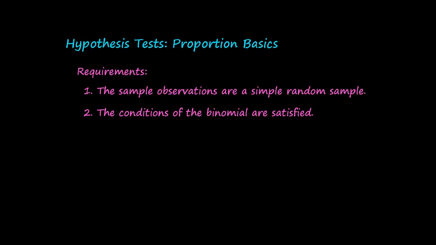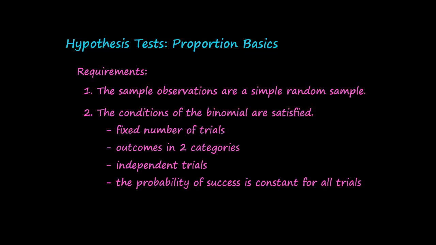Recall that research involving proportions is a binomial distribution. Let's look at those conditions: fixed number of trials, outcomes in two categories, independent trials, and the probability of success is constant for all trials. So in a proportion, you might be taking a survey on the number of left-handed people out of a population. You would select your number of trials, your sample size n. Your outcomes are in two categories: either the person is left-handed or they are not.